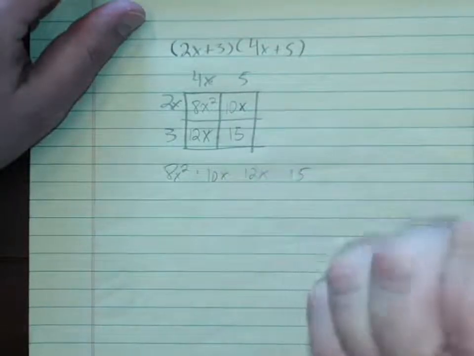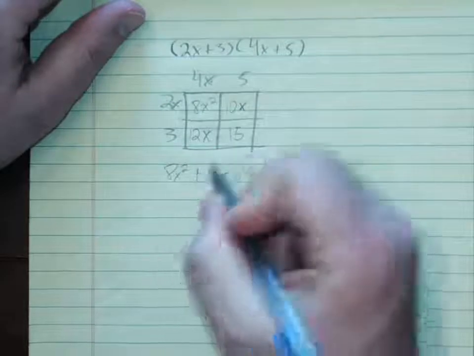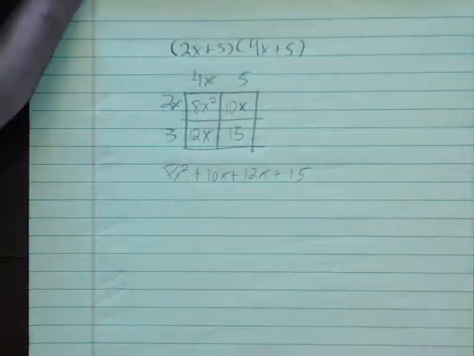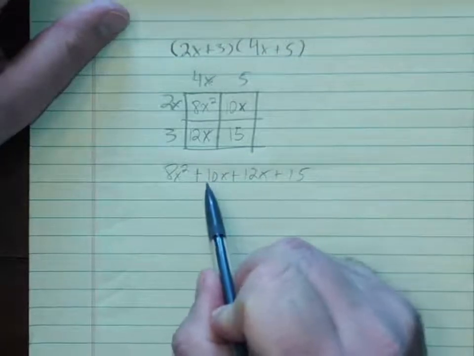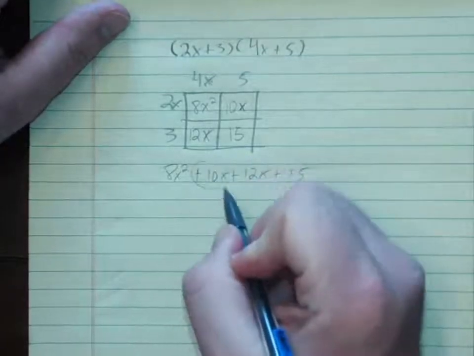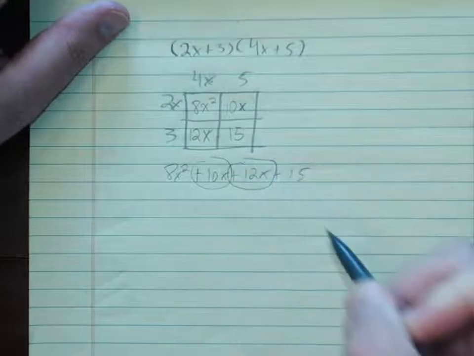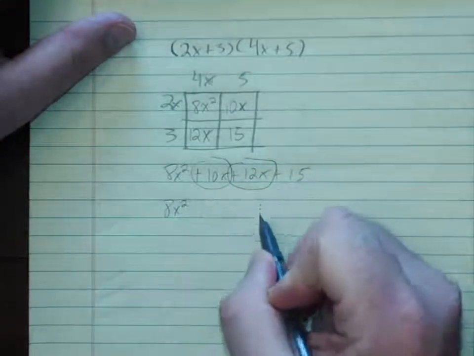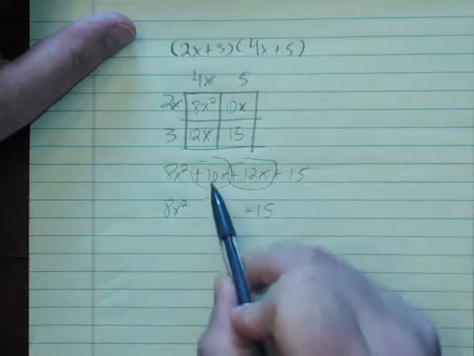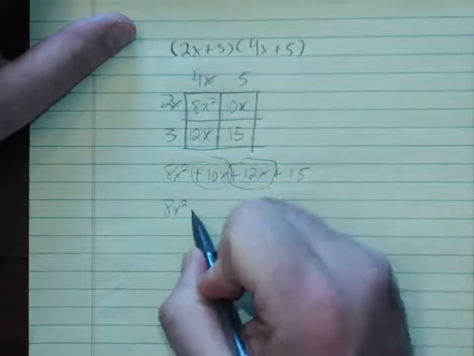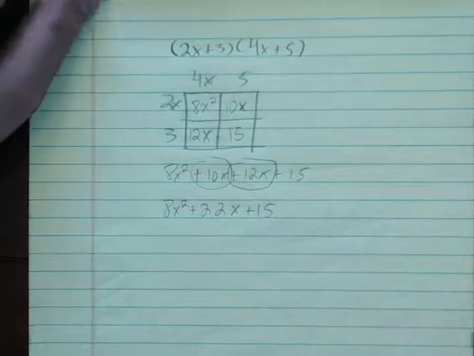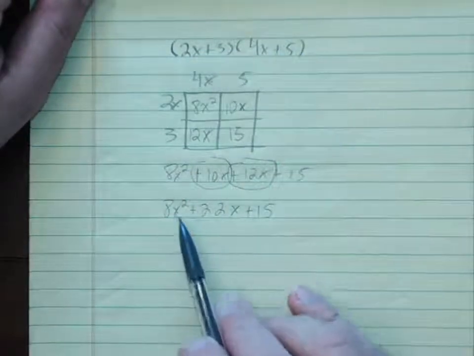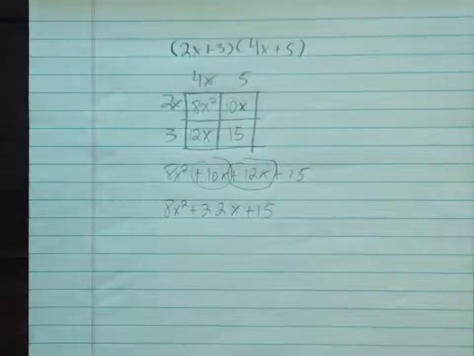And what we're doing, since they're all in the same equation, is we are adding them up. And the only other piece to this process is that these 2 in the middle here, the 10x and the 12x, those are like terms. So we can put them together. That means the 8x squared and the 15 aren't going to change. But 10x's plus 12x's ends up being 22x's. So when I multiply 2x plus 3 and 4x plus 5, I get 8x squared plus 22x plus 15.